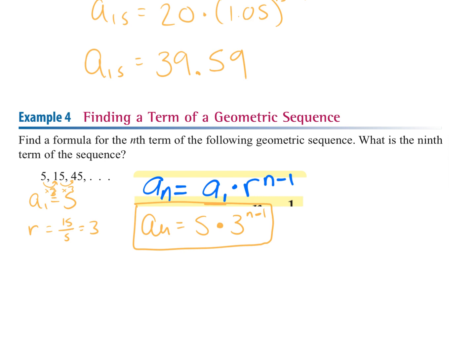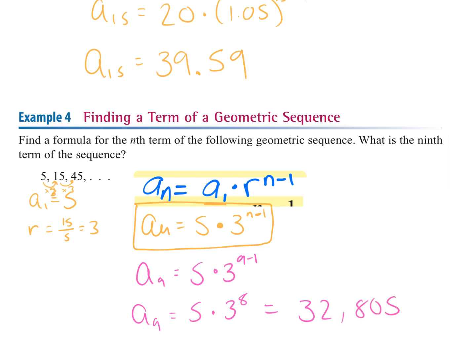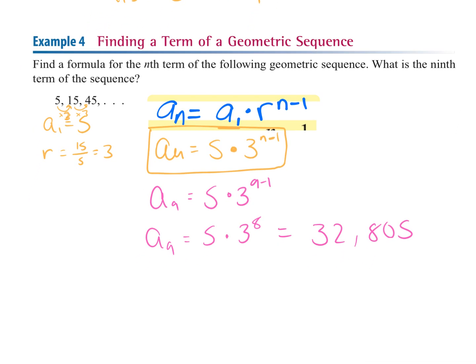Now which term is it asking for? The 9th. So we're going to find a sub 9, which is equal to 5 times 3 to the power of 9 minus 1. What do we get? 32,805.